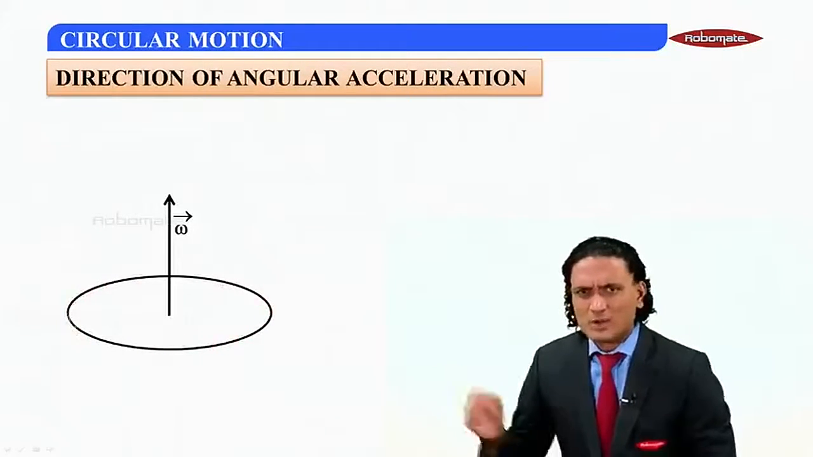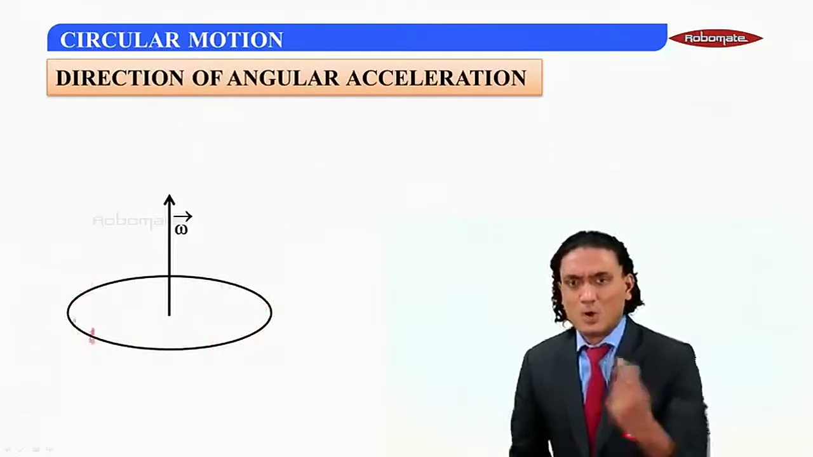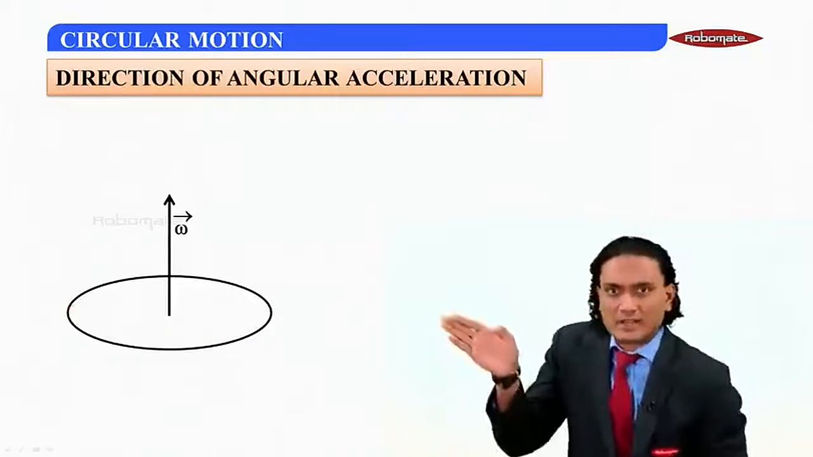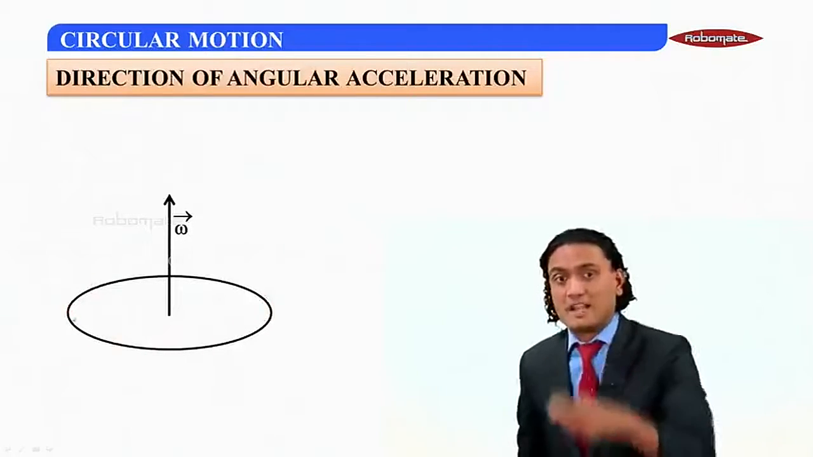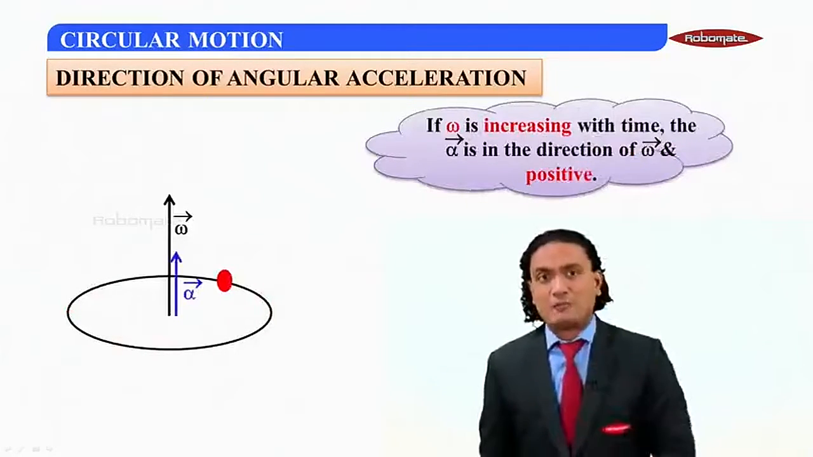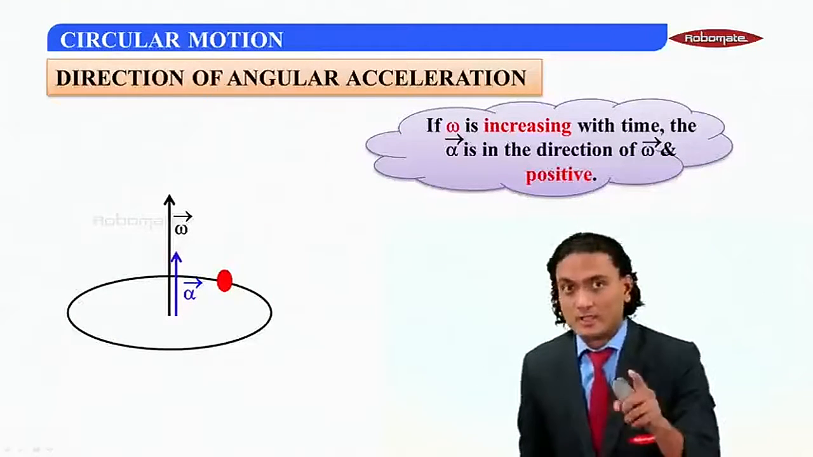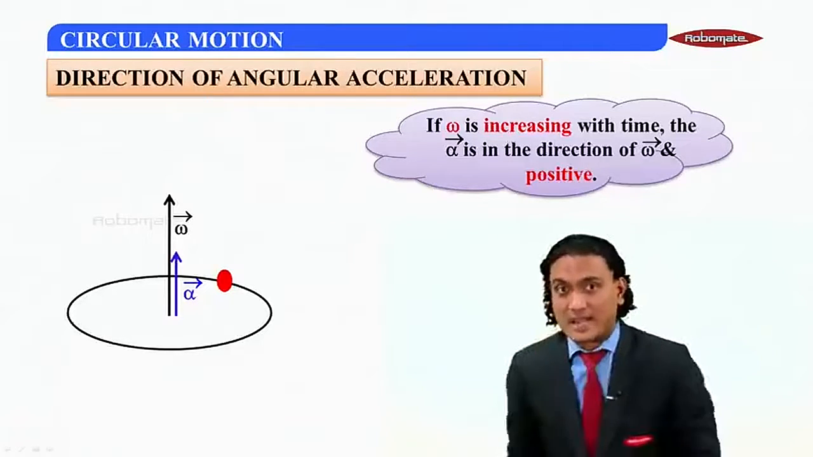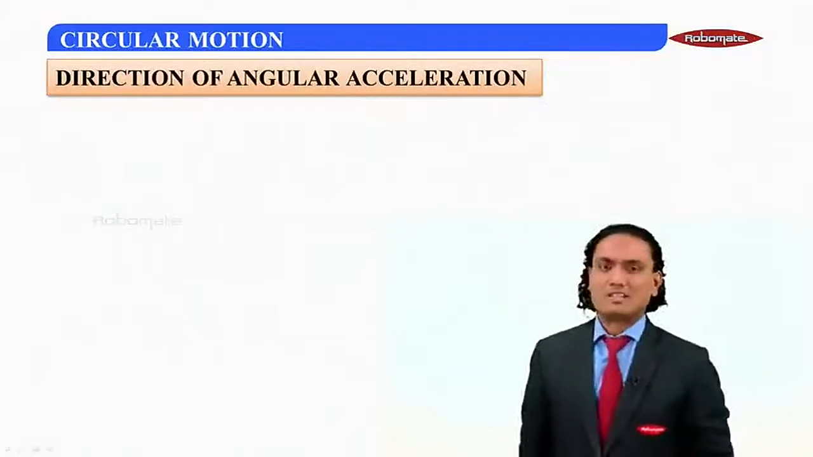Observe it. The particle, you see what's happening to it. The omega of the particle, the angular velocity of the particle, is increasing. It is increasing. Now students, if angular velocity of the particle is increasing, then alpha is in the direction of omega and it is taken as positive. If the angular velocity of the particle is increasing, then alpha and omega both are in the same direction and alpha is taken as positive. Is that clear?